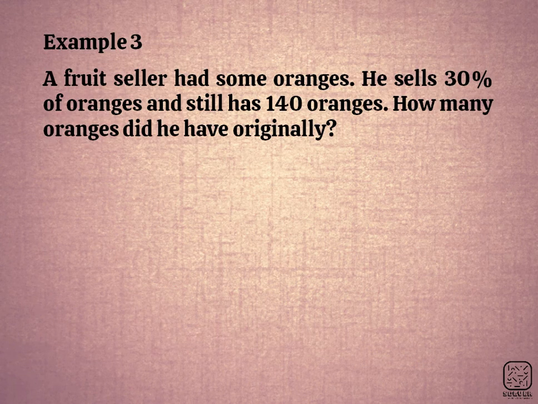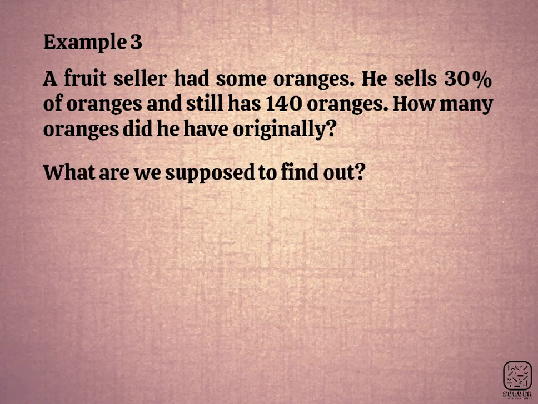Next example. A fruit seller had some oranges. He sells 30% of the oranges and still has 140 oranges. How many oranges did he have originally? So the fruit seller had some oranges and he sold 30% of those oranges, and still he has 140 oranges left. How many oranges did he have in the beginning? That is the question.